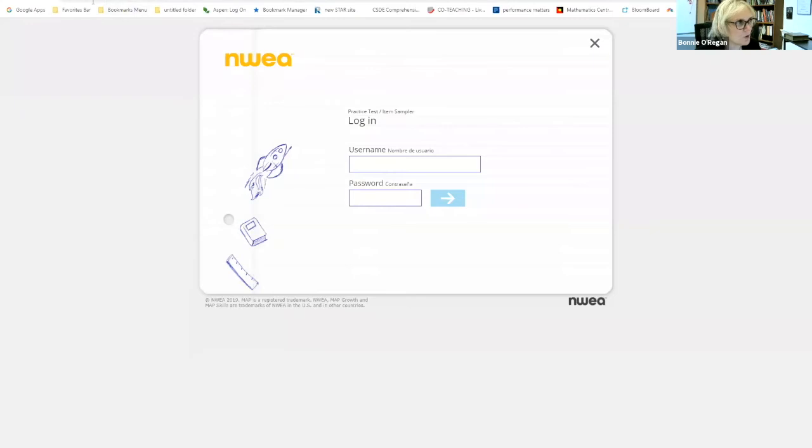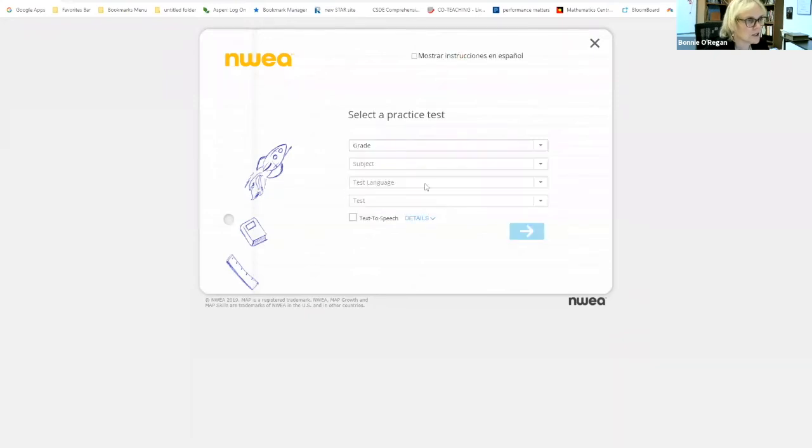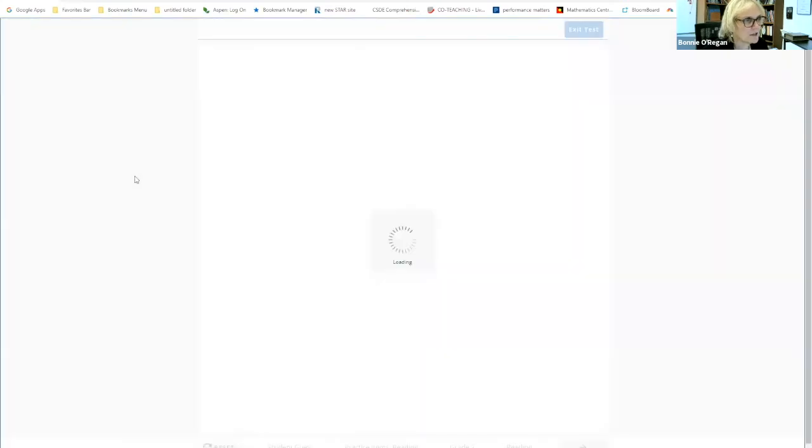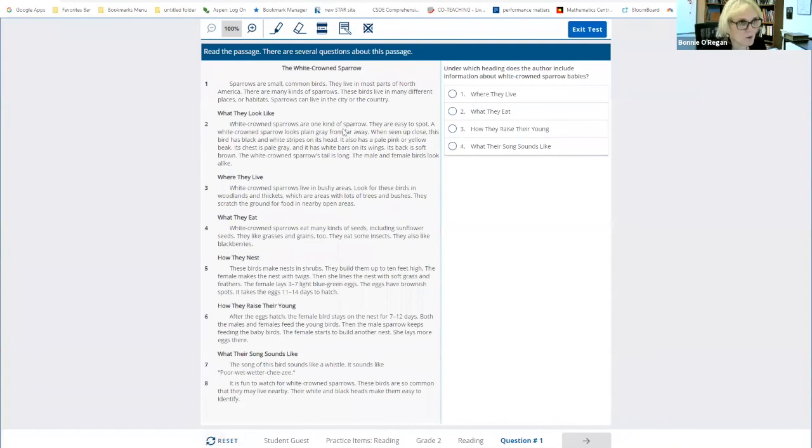Here is when you go into the practice for the MAP test, you can type in grow, and continue, select grade 2. Here you'll want to go into reading. And then you want the practice reading here. And in it, you will see some sample questions, and there's 10 questions. And then you can look at the tools that the kids are given within that.